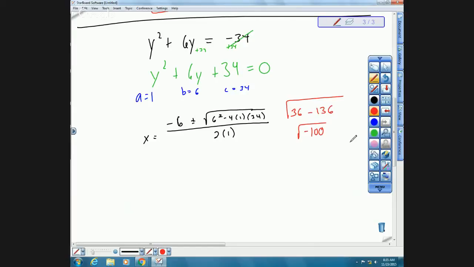So the square root of negative 100 becomes what? How did I get that? 36. Somebody said it. 10i. So I have negative 6 plus or minus 10i divided by 2. Again, can I divide all those by 2? So I get negative 3 plus or minus 5i. I guess that's what x equals.